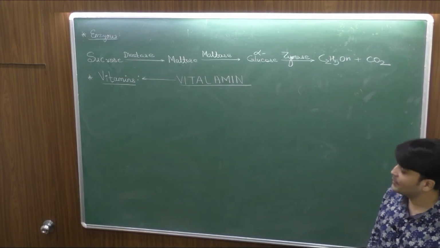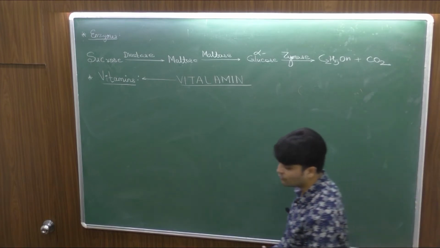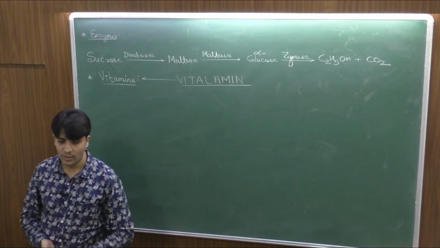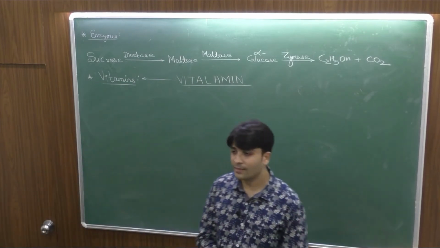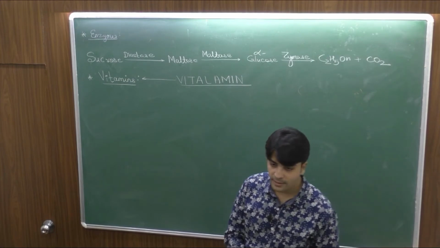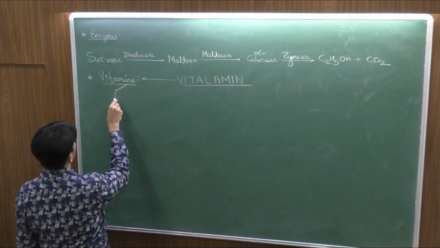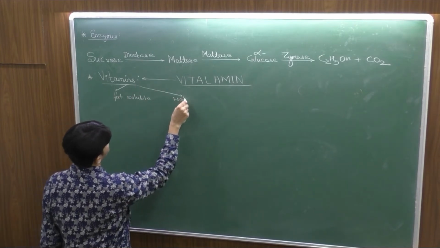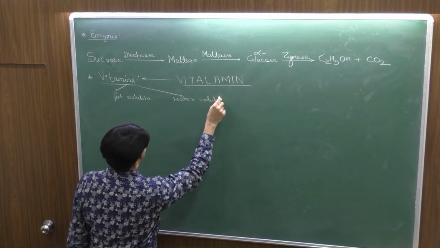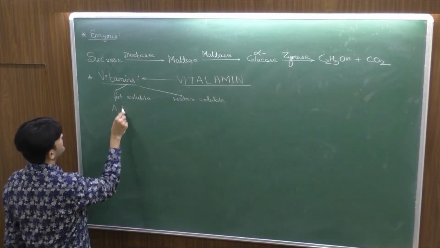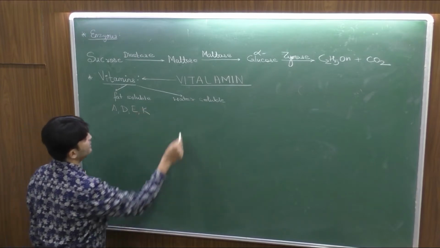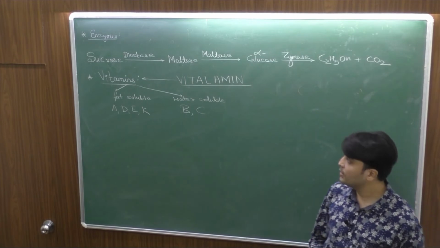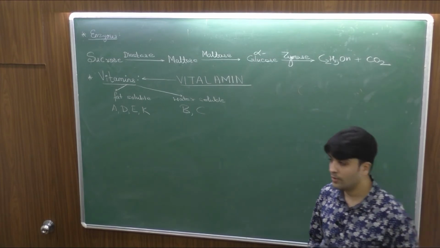ठीक है? So vital amines are basically those nutrients which are vital or important for the growth and maintenance. ठीक है? Which are required in smaller quantities. Secondly, vitamins are classified into 2 categories based on solubility, and they are famously fat soluble vitamins and water soluble vitamins. Which are fat soluble? Fat soluble vitamins A, D, E, K होते हैं. वाटर सोल्यूबल में B और C होते हैं. A, D, E, K are fat soluble and B and C are water soluble vitamins.